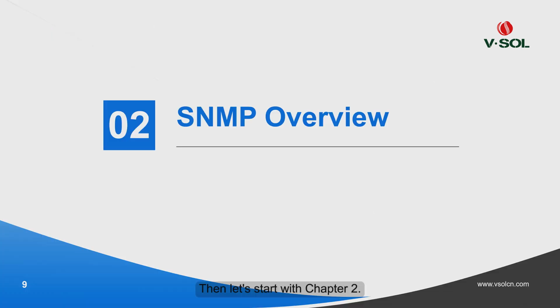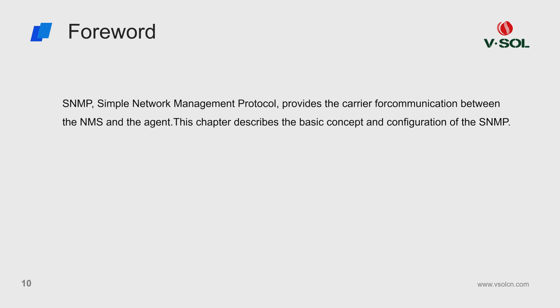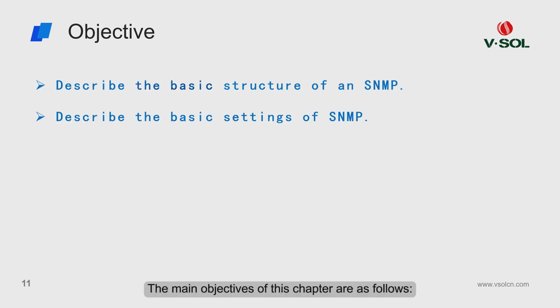Then, let's start with Chapter 2. Simple Network Management Protocol is used by the NMS to communicate with the agent. This chapter describes the basic concepts and configuration methods of SNMP. The main objectives of this chapter are as follows. Number 1. Describe the basic structure of an SNMP. Number 2. Describe the basic settings of SNMP.